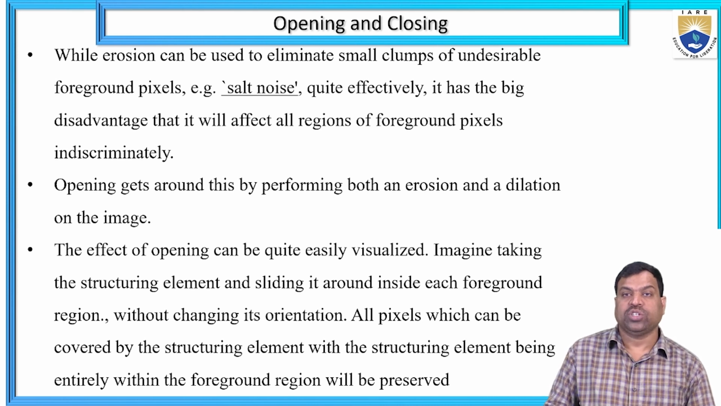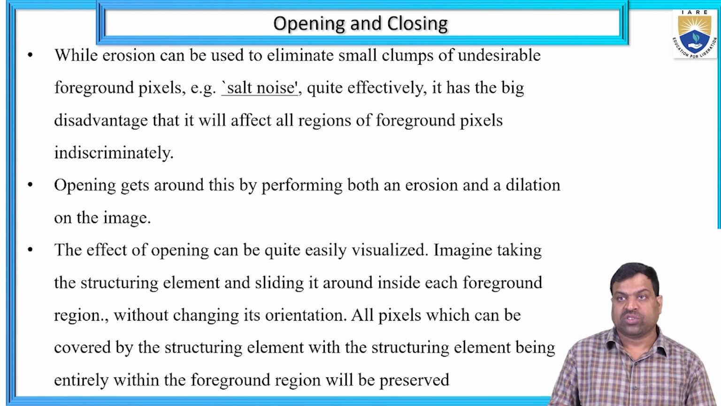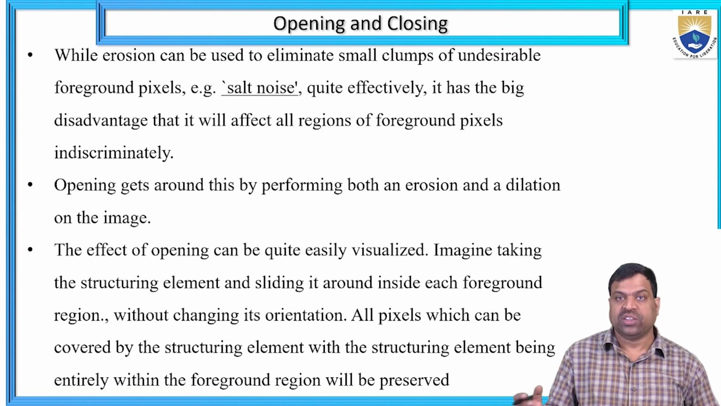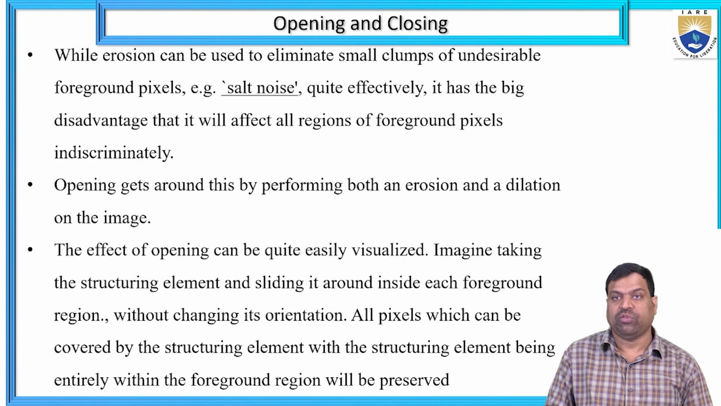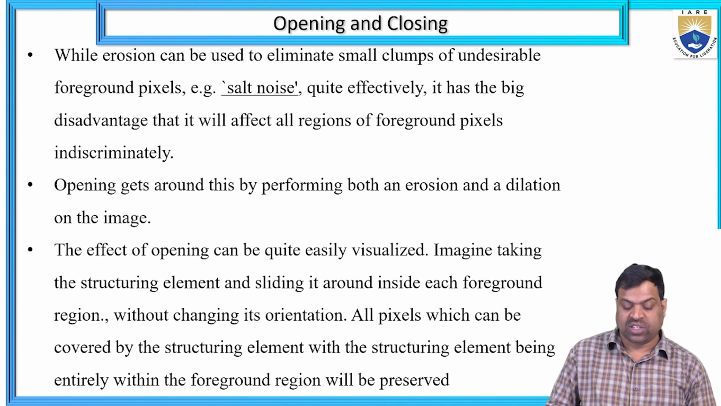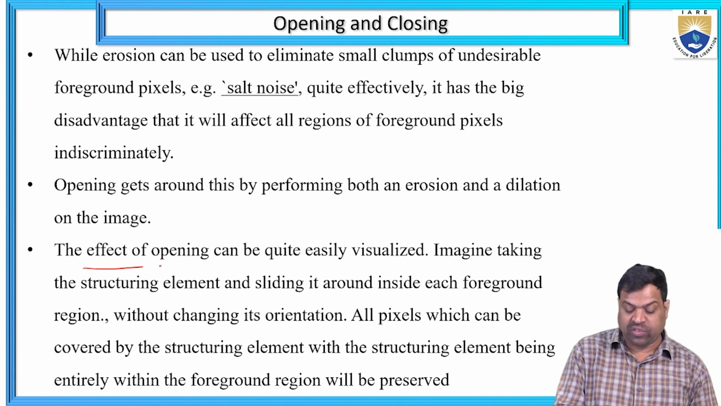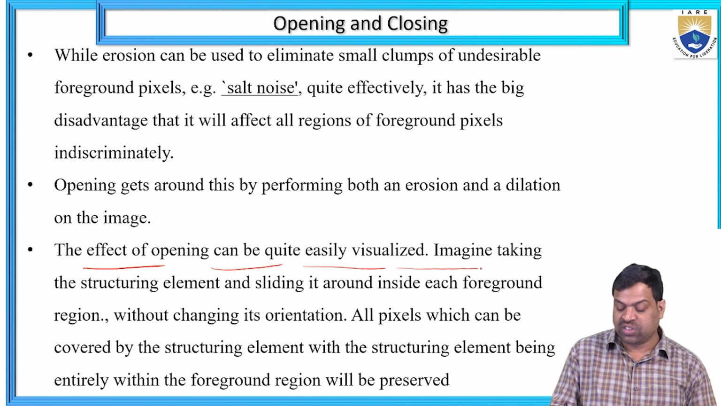While erosion can be used to eliminate small clumps of undesirable pixels, that is salt noise, when we are going for the opening or closing, removing or adding, we are considering foreground pixels of salt noise. Quite effectively, it has a big disadvantage that it will affect the regions of foreground pixels indiscriminately. The opening gets around this by performing both an erosion and dilation of the image, and the effect of opening can be quite easily visualized.